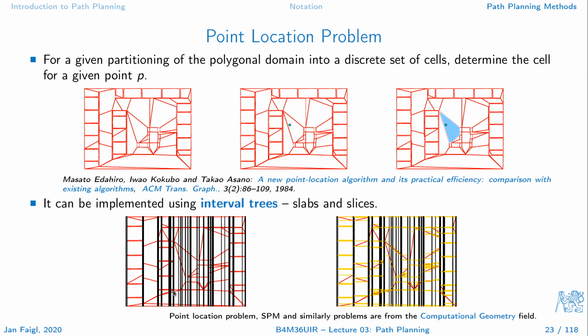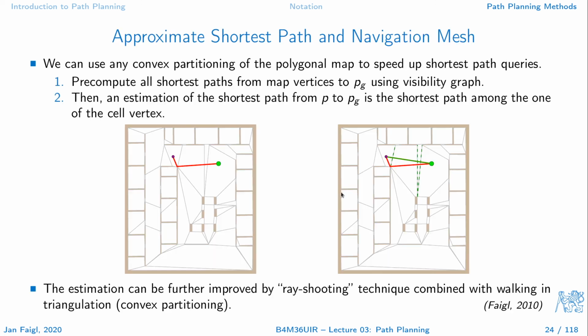So, just a very rough idea: you create an interval tree of the x coordinates, and for each slice you create another interval tree with the vertical coordinate. And then you can quickly, in log time on the number of slices and slabs, answer where the point is located.